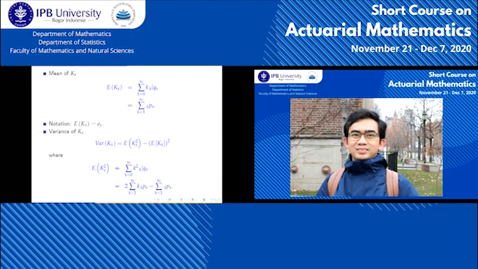And the last one is the variance of Kx. From the previous concept, we can use the shortcut formula: the second moment of Kx minus the first moment squared. For the second moment, by the definition of expectation we can use this formula, then expand this expression just like the mean of Kx, and we end up with this formula.